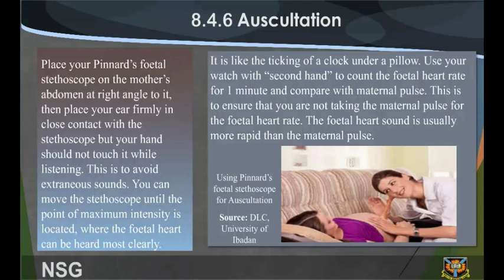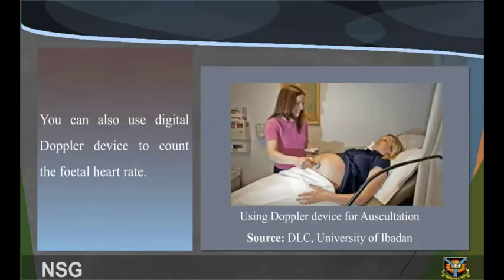Use your watch with second hand to count the fetal heart rate for 1 minute and compare with the maternal pulse. This is to ensure that you are not taking the maternal pulse for the fetal heart rate. The fetal heart sound is usually more rapid than the maternal pulse. You can also use a digital Doppler device to count the fetal heart rate.